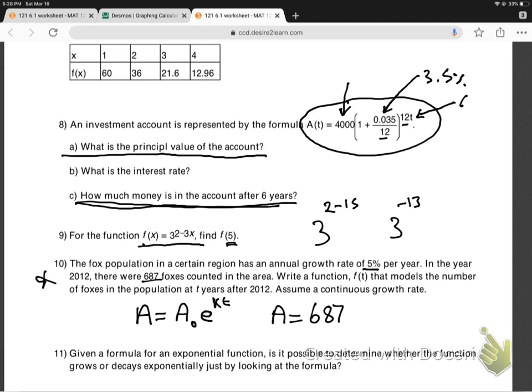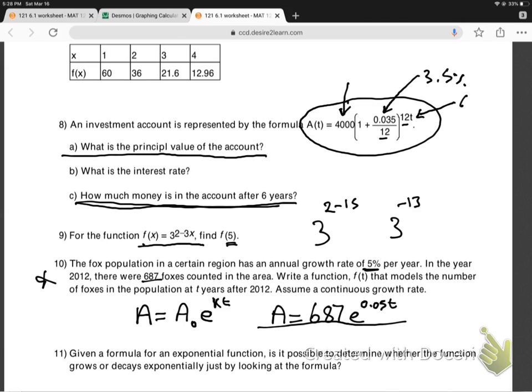So the initial amount is 687, so here is my function. 687 is the initial amount. Here's e, you'll see it on your calculators. The growth rate is 5%, remember? So I'm going to write that as 0.05t. That's all it's asking for, okay? That's that, the initial amount and the growth rate. If it's decay, that will be a negative.